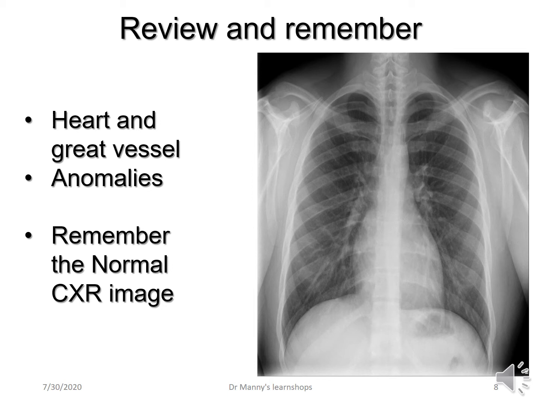Now let's look at the heart and the great vessels and some of the anomalies. So you've got to remember what the normal chest X-ray image looks like. That's it in front of you right now. Heart shadow less than 0.5. This is an adult or could be an older child. The hilar, right and left pulmonary artery, not too congested.